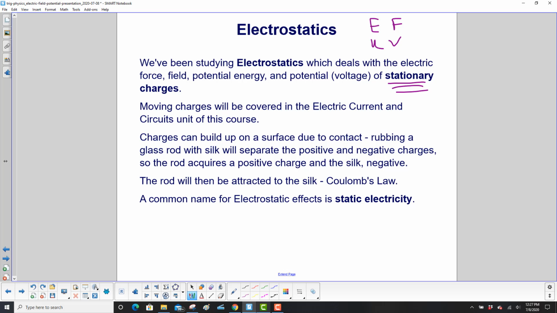Charges can build up on a surface due to contact. Rubbing a glass rod with silk will separate the positive and negative charges, so the rod acquires a positive charge and the silk negative. The rod will then be attracted to the silk by Coulomb's law. A common name for electrostatics is static electricity.